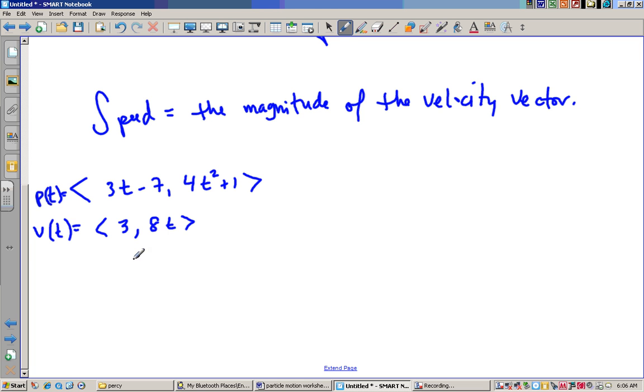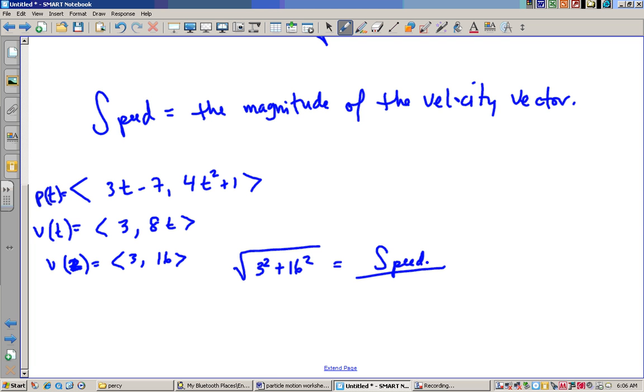I would like to find the speed at t equals 2. Well, at t equals 2, the velocity vector is 3, 16. That's my velocity. Notice that this has two components, an x component and a y component. But when I want to find speed, I have to take the magnitude of my velocity vector. Or in other words, the speed at time equals 2 would be the square root of 3 squared plus 16 squared. Put that in your calculator, and that'll be your speed at time t equals 2.